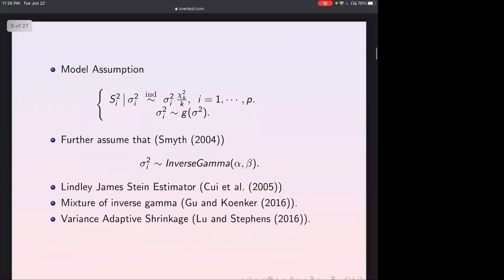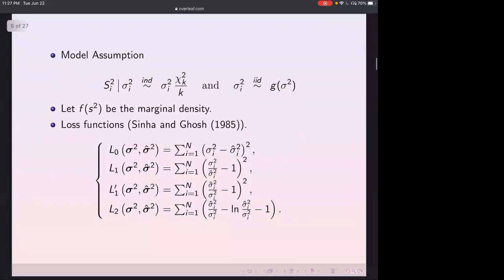So now we want to study the estimation of the scale parameter, or the estimation of the variances, by assuming that the data is the sample variance si squared. So si squared given sigma i squared follows the scaled chi-square distribution, and sigma i squared follows some prior distribution. So in the existing literature, there are many attempts assuming that this prior follows a parametric assumption like inverse gamma or log normal, or a mixture of inverse gamma distributions. Okay. So in this work, we assume that this prior follows any arbitrary prior distribution, g of sigma i squared. And then we let f of s squared be the marginal density function of the sample variances.